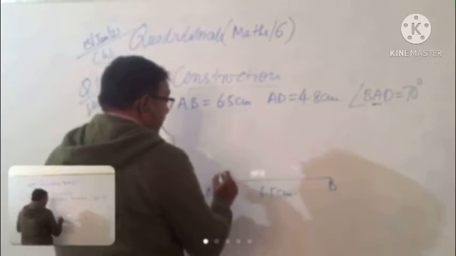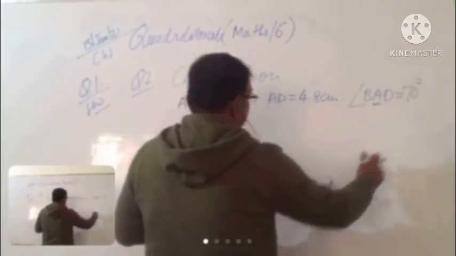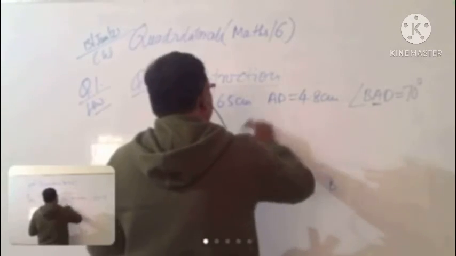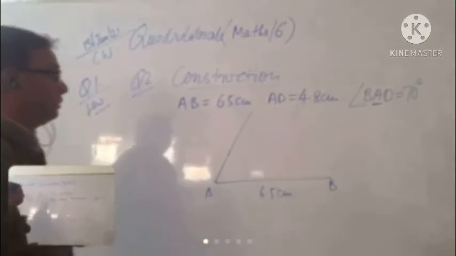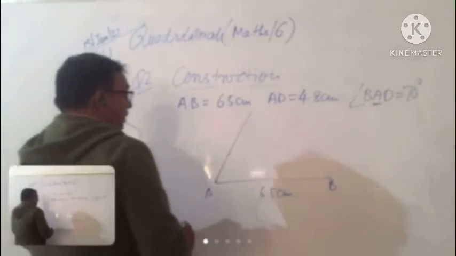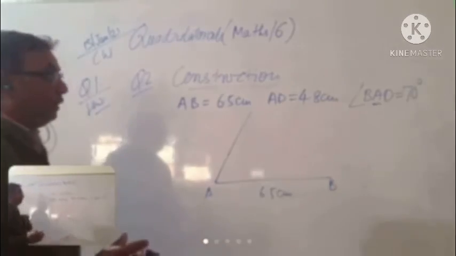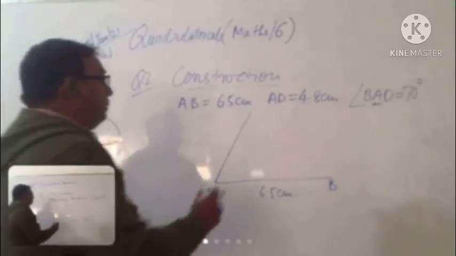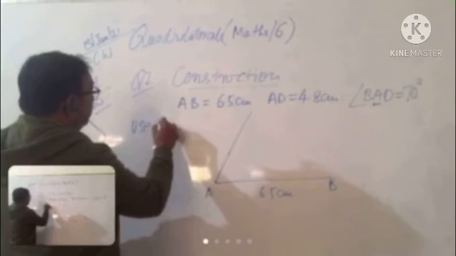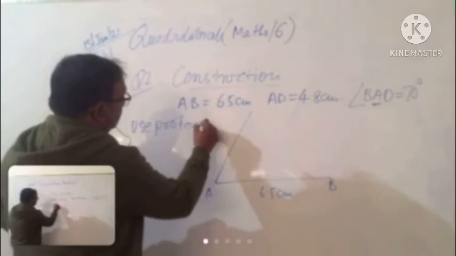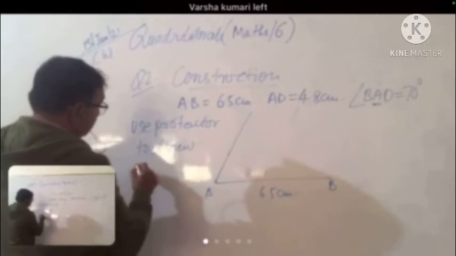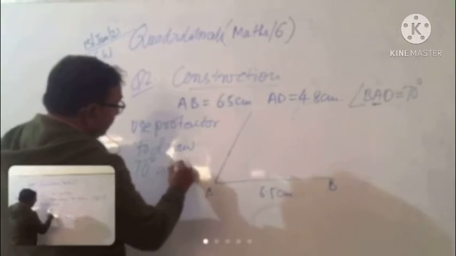Now take a protractor to draw angle A of 70 degrees. So you use the protractor to draw angle A, 70 degrees. It is very important to take an accurate measurement for the construction. So angle A is now 70 degrees. Now you use the protractor to draw angle A, which is equal to 70 degrees.